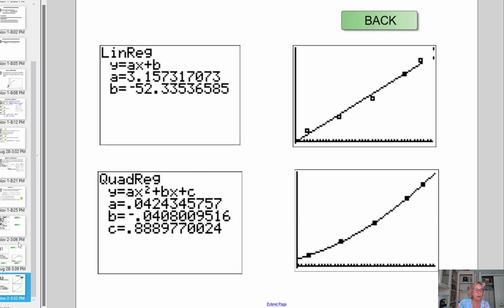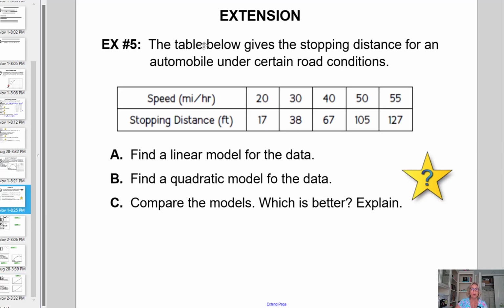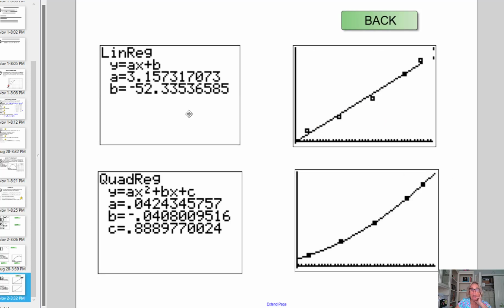Then finally, on our last example, we have some speed. It's the extension question, and the table gives the stopping distance for a car under certain road conditions. So in my X column, I put the speed 20, 30, 40, 50, and 55. In the Y column, we put the stopping distance data. And the first thing I did with the regression was to find a linear model.